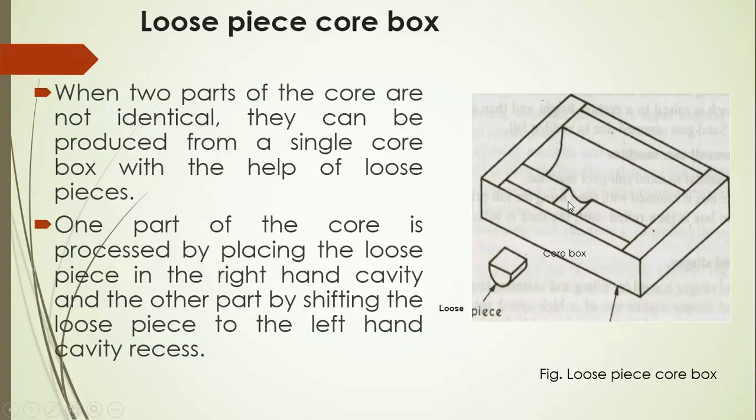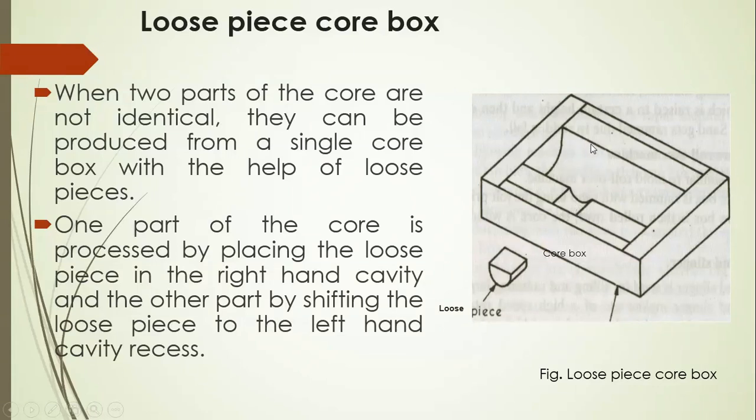Means if I don't want this core cavity, I can place this loose piece at this location and I can make only these longer cores, half cylindrical cores. As and when I want this core cavity, I can ram the cores at this location as well as at this small location, and I can manufacture two different shapes of cores by using a single core box. That is the advantage of this loose piece core box. When two parts of core are not identical, you can see this is longer and this is smaller. That's why these two are not identical to each other.